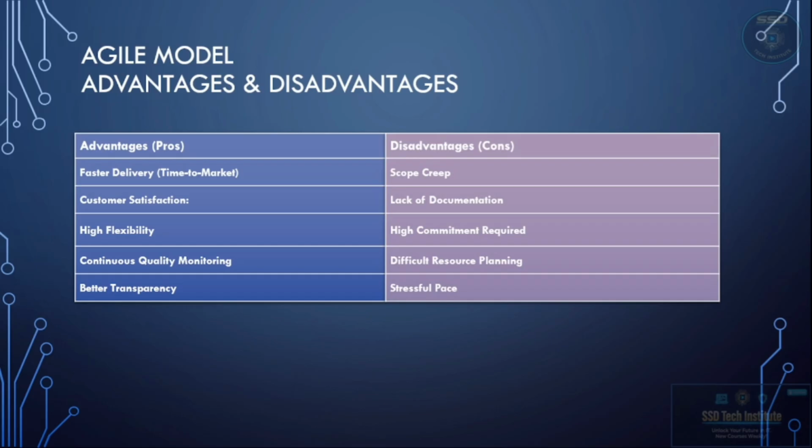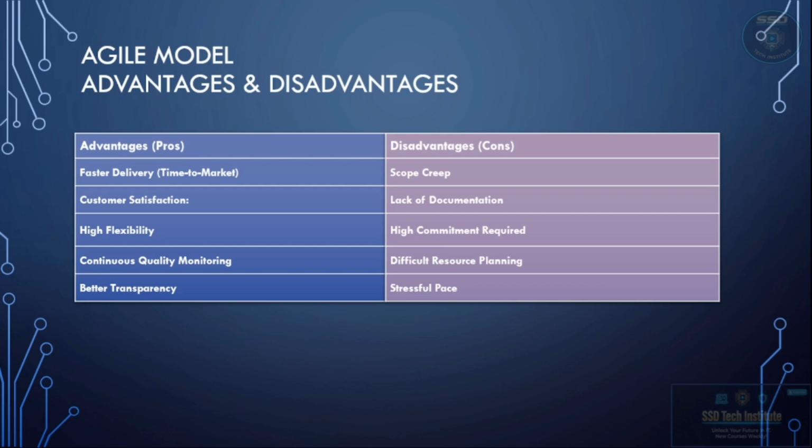Agile also has its disadvantages. Now let's look at the disadvantages. Scope creep, because it is easy to add new features. Sometimes the project just keeps growing and growing, and it becomes hard to finish.